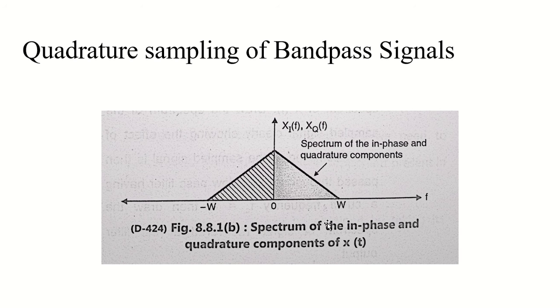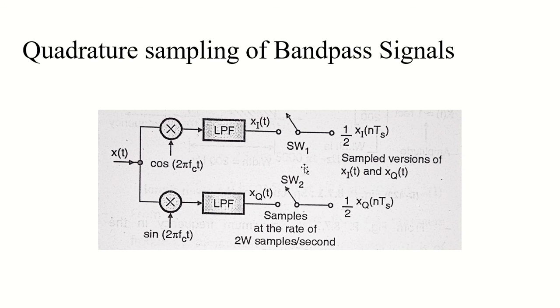Then both the in phase and the quadrature components will be separately sampled. What would be the rate? Of course it would be 2 omega or 2w samples per second, and for this we will use switches SW1 and SW2, as you can see here, for xi of t and xq of t.